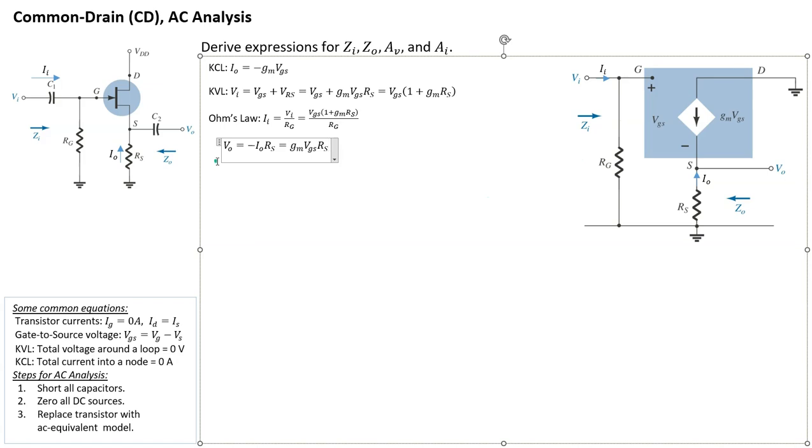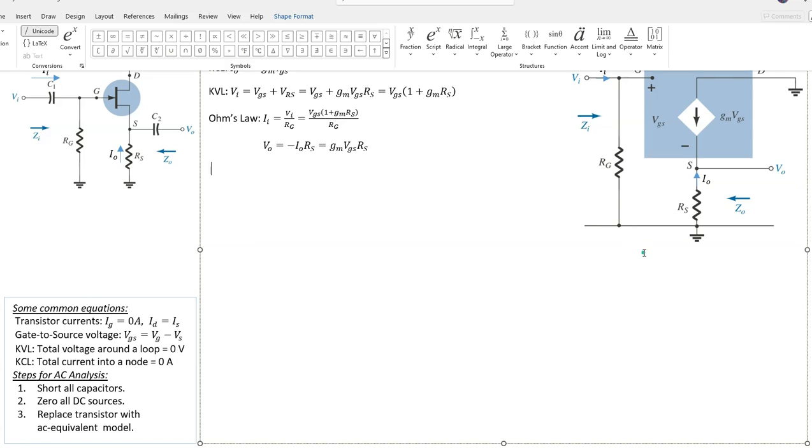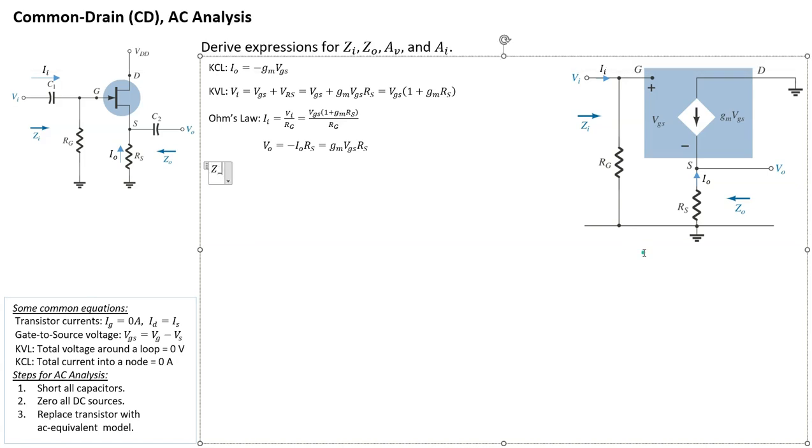Now that we have those four equations, let's work out these components. First of all, the input impedance. It should be quite obvious. The only thing that the input voltage is going to see in terms of impedance is just RG, because the gate is an open circuit, so there's nothing else that you can see except for RG. So that's ZI done. Let's have a look at ZO.